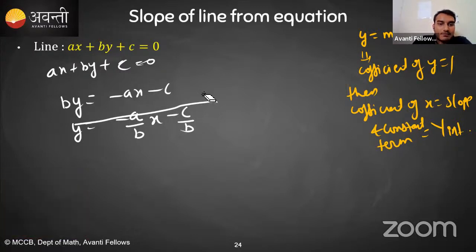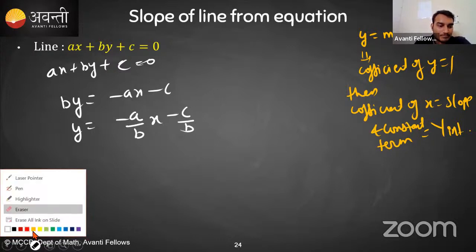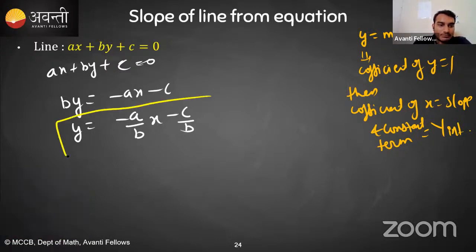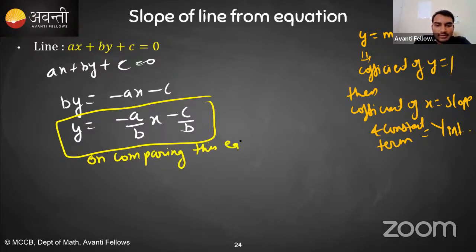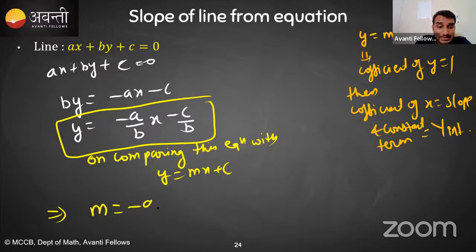Now compare this equation with the slope intercept form. On comparing this equation with y is equal to mx plus c, it implies m is minus a by b. Clear? Let's say mx plus b, where b is your y intercept, doesn't matter. What is your b, which is the y intercept? It is minus c upon b. Clear?